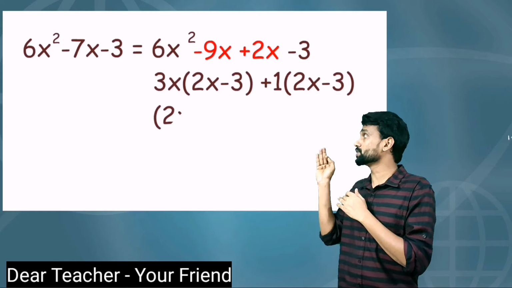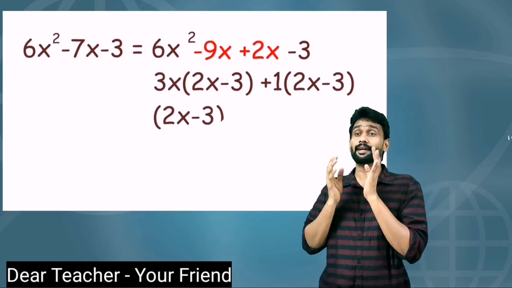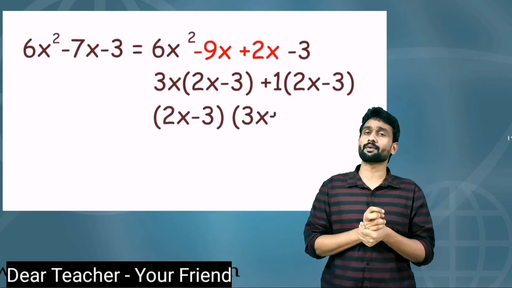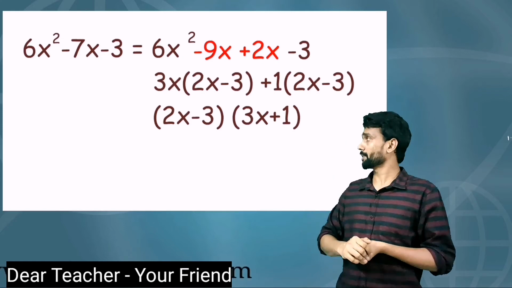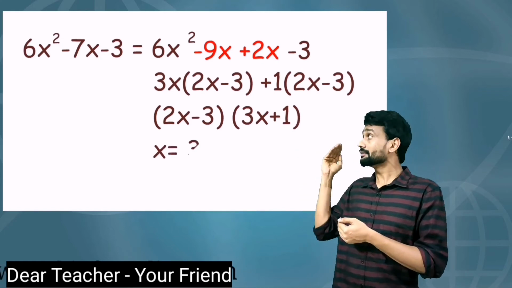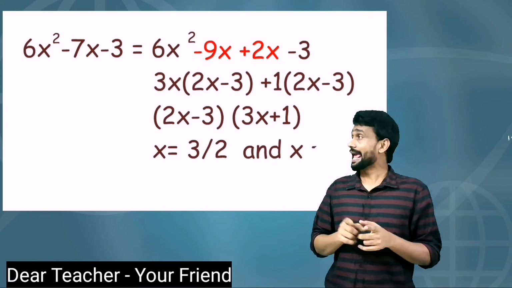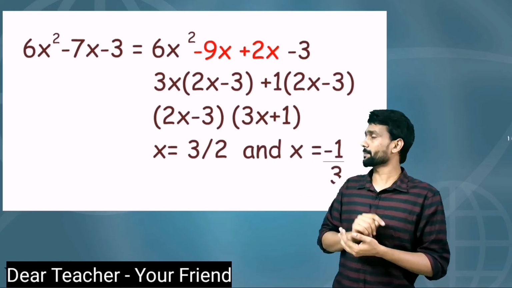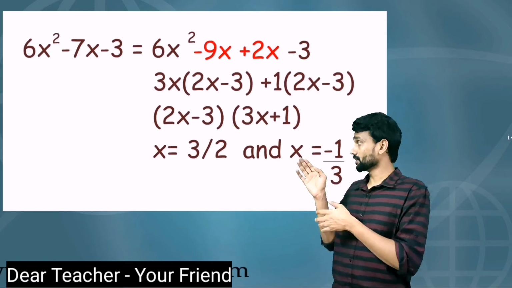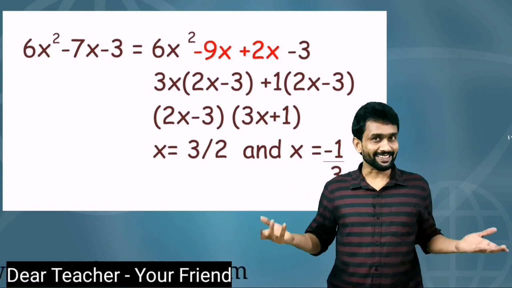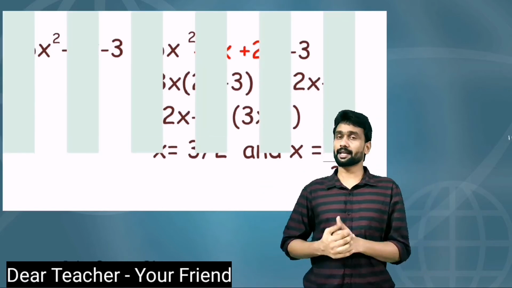The remaining is 2x minus 3. And 2 plus 2x and minus 3, what is common? Plus 1 is common, so plus 1 we can take out. Then plus 1 into 2x minus 3. Okay, the zeros are x equal to minus 1 by 3 and x equal to 3 by 2. So the zeros are minus 1 by 3 and 3 by 2.